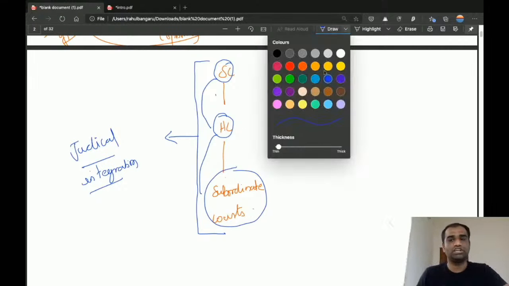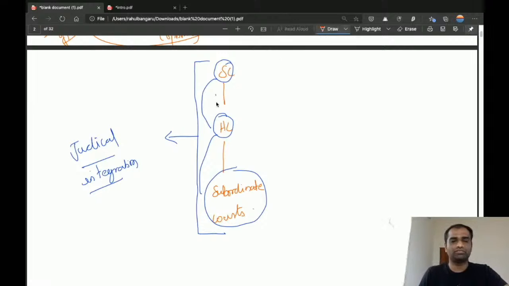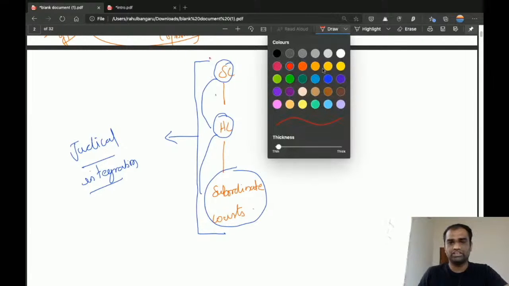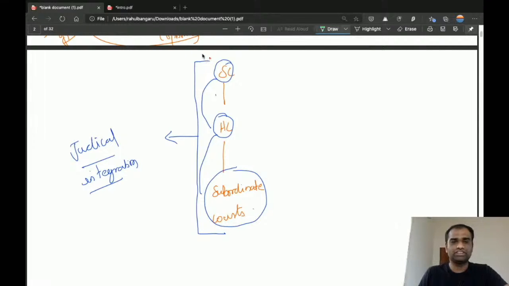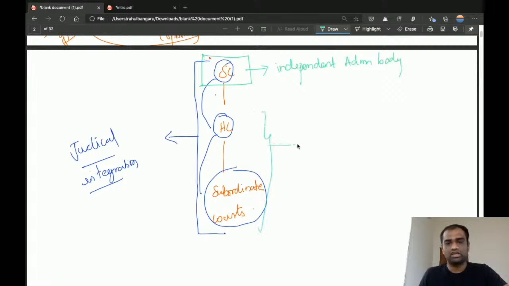But when you look at administrative integration, when you look at administrative functioning, wait, here I will change the color. When you look at administrative functioning, the Supreme Court functions as an independent administrative body. This is at the central level. Now at the state level, the High Court will have a separate administrative body.